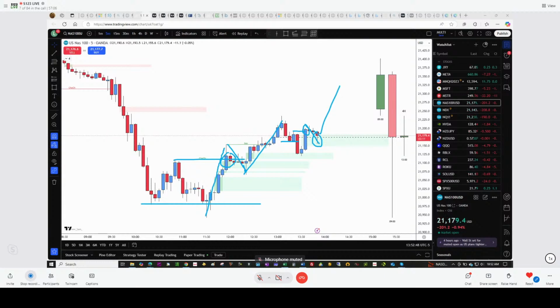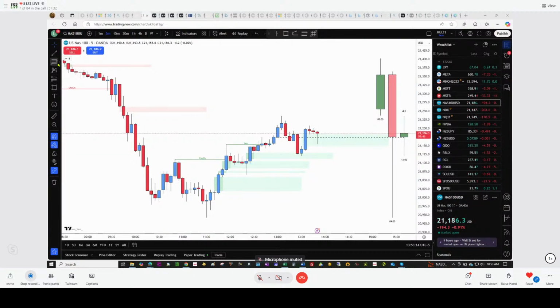See, that's the same pattern. What I just showed you here, this pattern is the same pattern right here. It's just on a smaller scale. So in here, it's 1, 2, 3, 4, 5. So that's our break. That's our break. That's the move up. That's the retrace. That's the buy right in there.